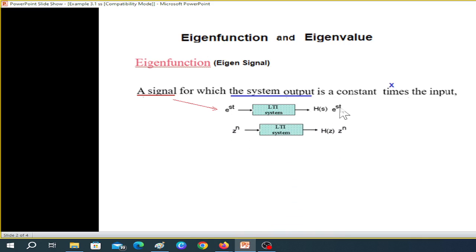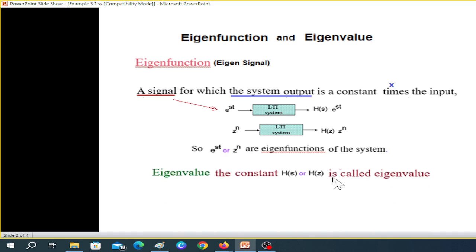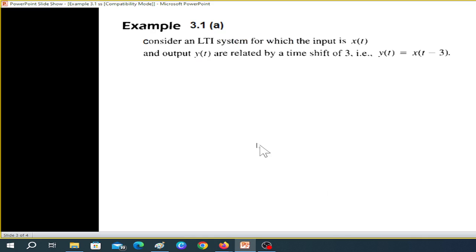Now this is for continuous time signal. Discrete time signal, we use z and n, and this will be the output for discrete time signal. So according to the definition, e^st and z^n are the eigenfunctions of the system. And the eigenvalue is the constants. So these two constants, H(s) or H(z), they are called the eigenvalue. Okay, with this in mind, now let's solve example 3.1.